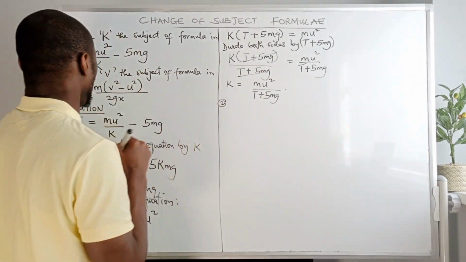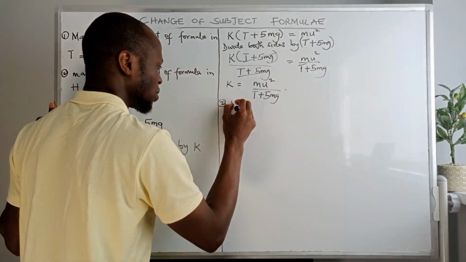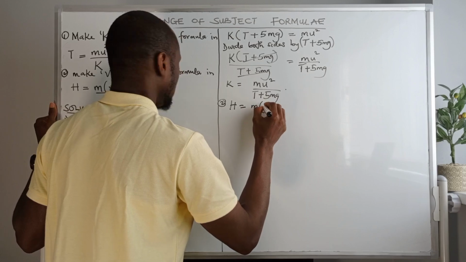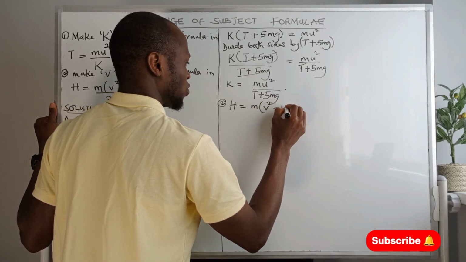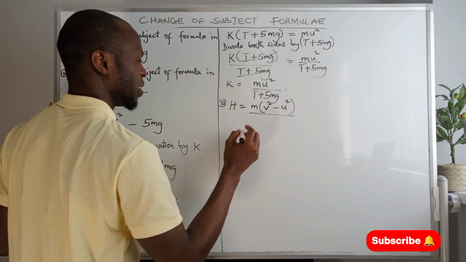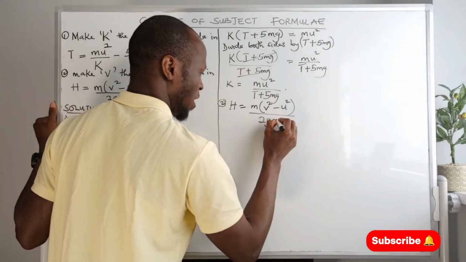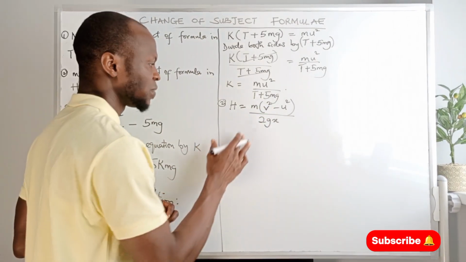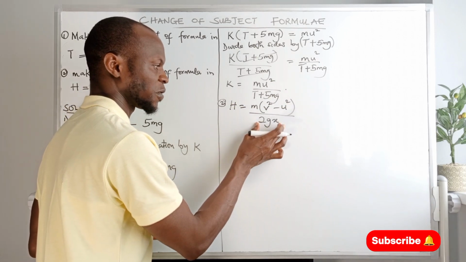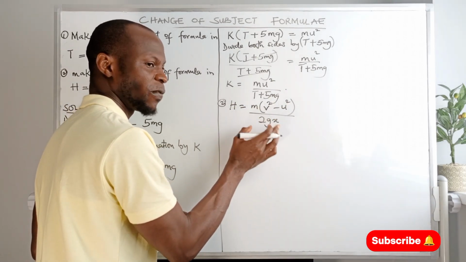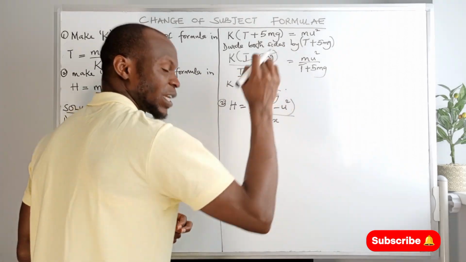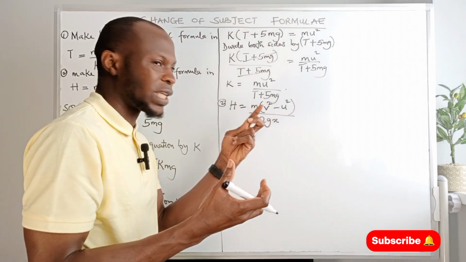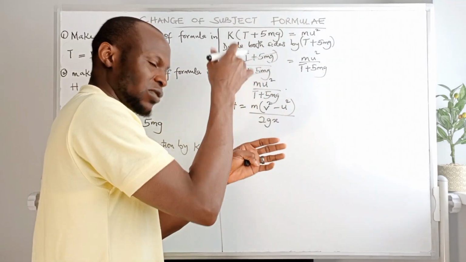Number two, we're given h equals m into bracket phi square minus u square all divided by 2gx, where we have to make phi the subject of the formula. What will I do? If I observe, I need to remove this fraction first because this fraction is attached to everything that's attached to phi. So I must first remove what is the priority, what is attached to phi, okay?